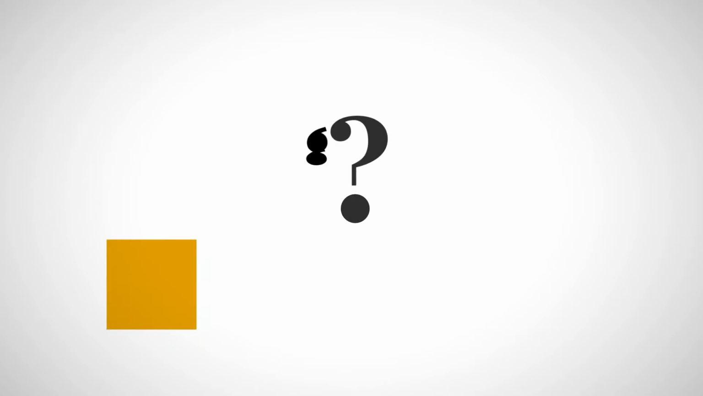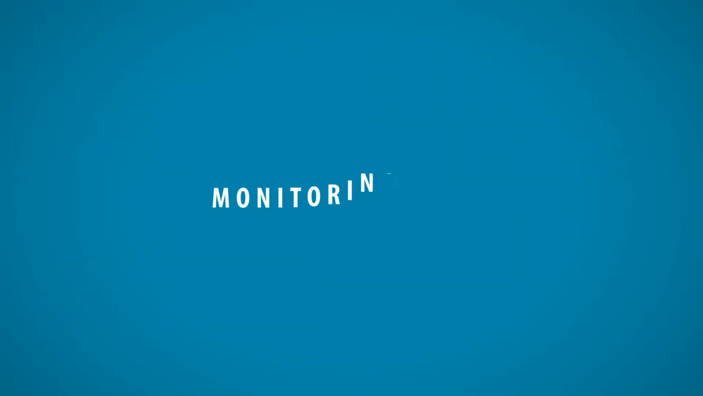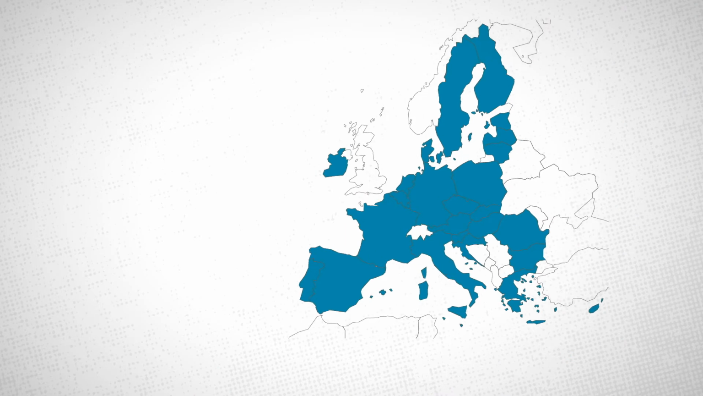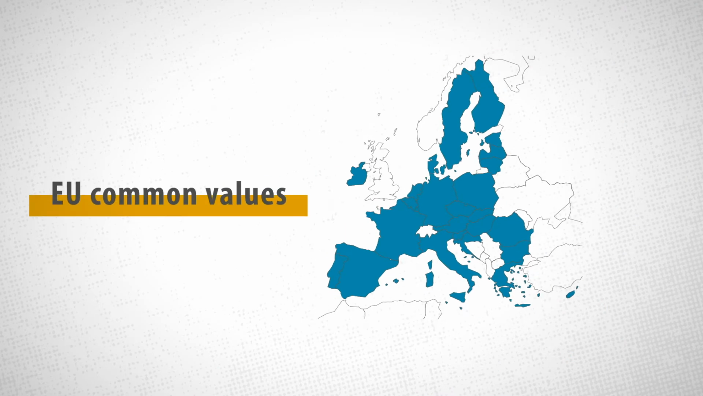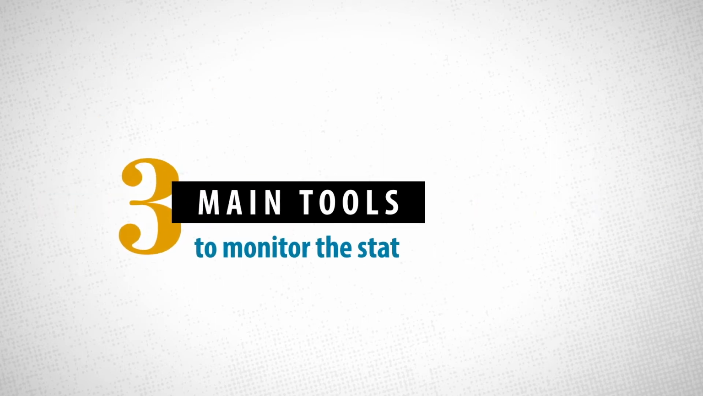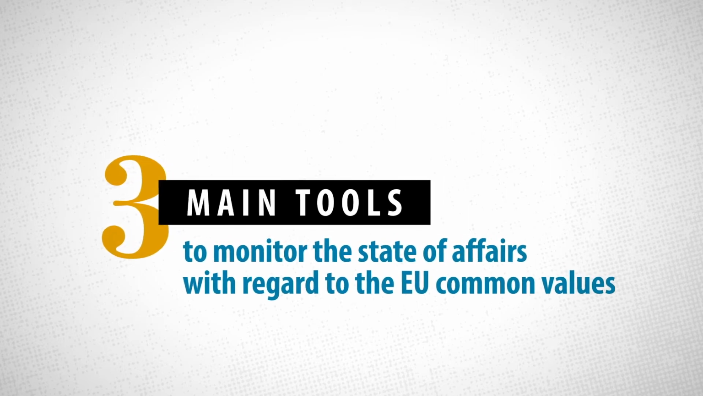So how can the EU respond to such violations when they occur? Basically, through three types of mechanisms. Firstly, the EU can employ monitoring tools. These give the EU an overview of the respect shown by member states for the EU's common values and allow it to determine if one or more member states are deviating from them. There are three main tools that allow EU institutions to monitor the state of affairs with regard to the EU's common values.